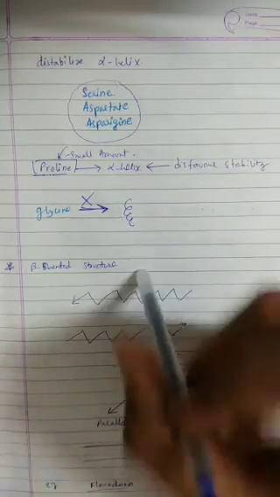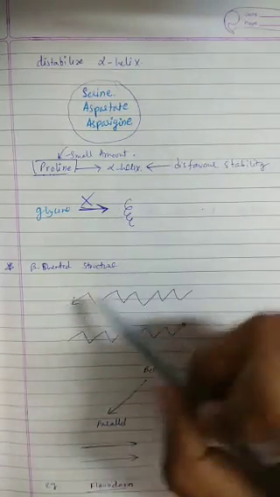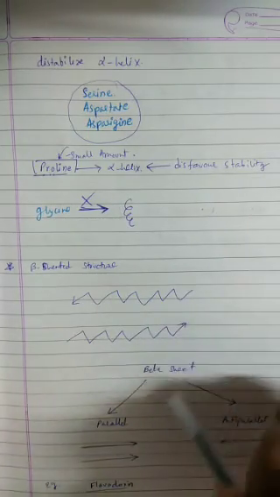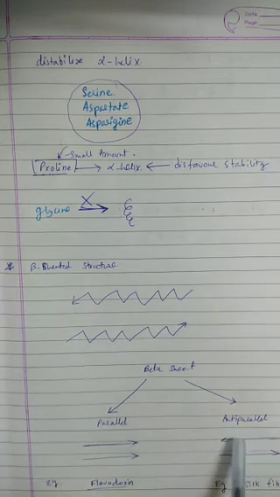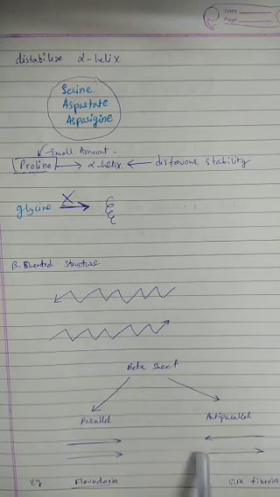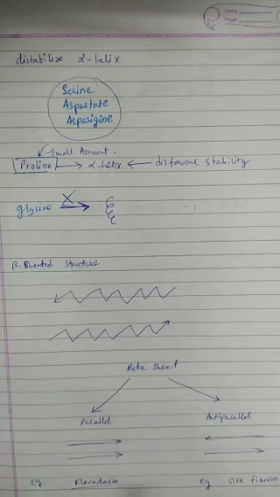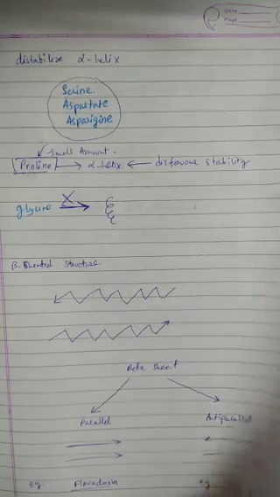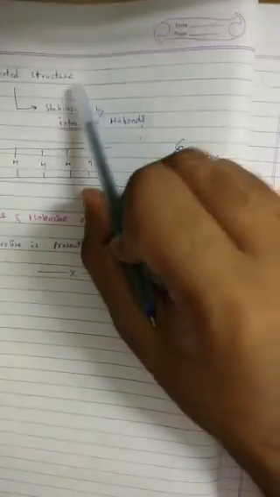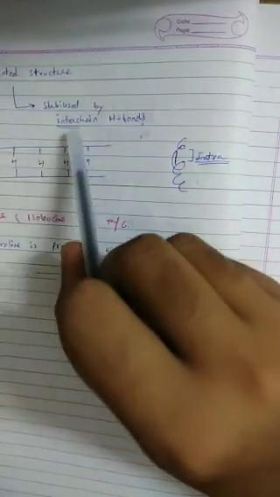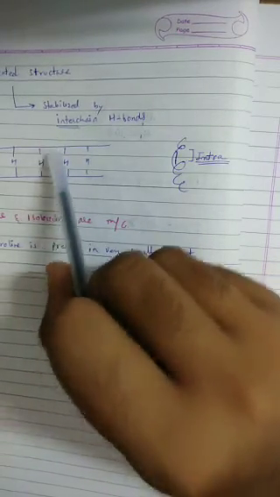Now the beta pleated sheet structure includes a piling of amino acid chains one over the other. It will be of two types, parallel and anti-parallel. In parallel, the chains are parallel to each other. In anti-parallel, they are opposite to each other. Parallel includes flavodoxin, and anti-parallel includes silk fibroin. This beta pleated structure is stabilized by interchain hydrogen bonds, and these are formed between the chains.